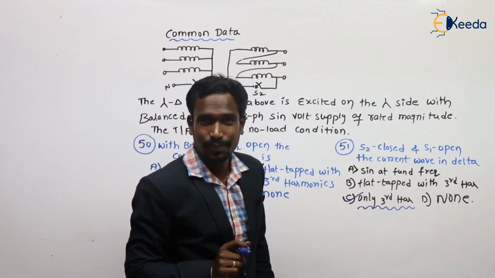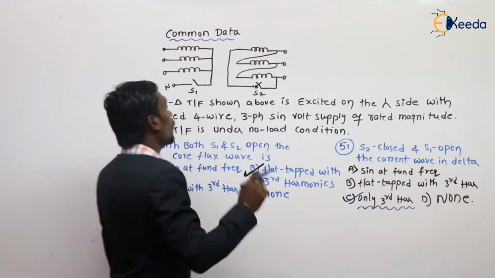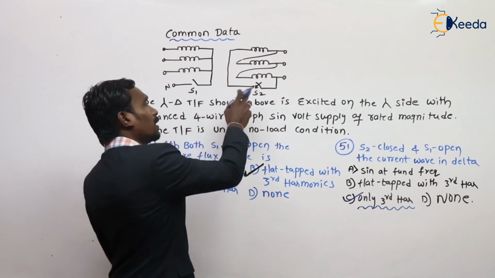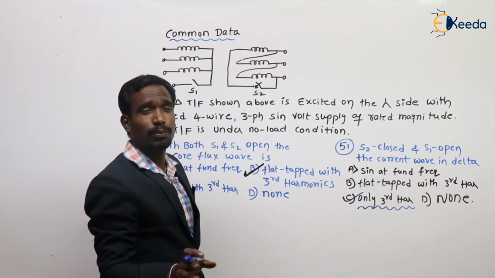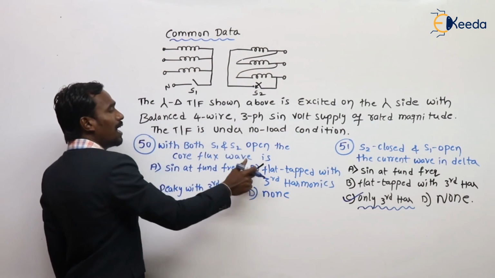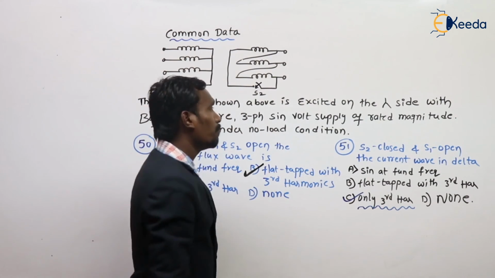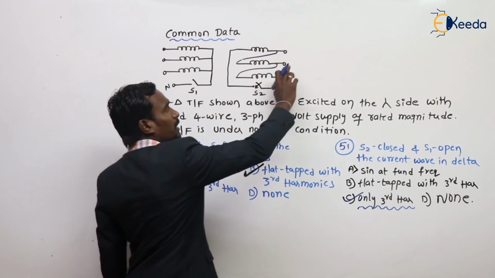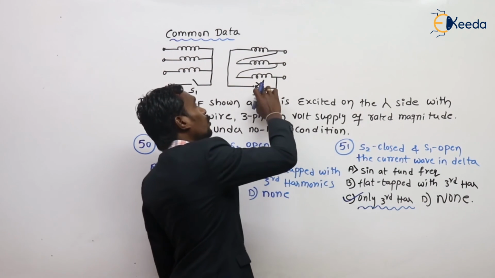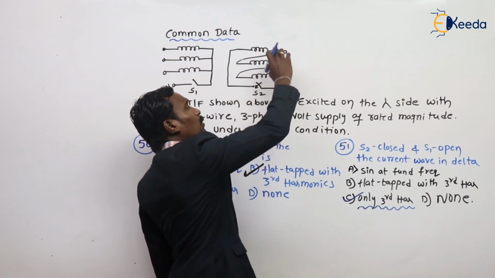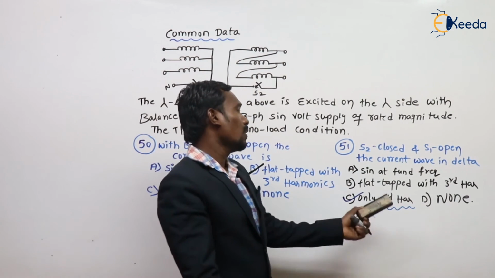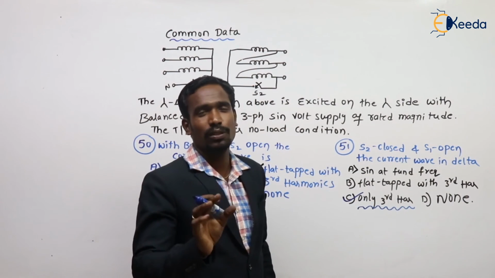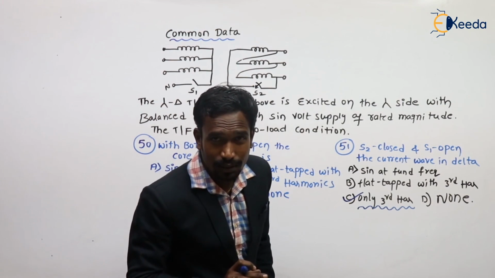Listen carefully, once again. When both are open, there is no closed path for third harmonics. Hence I mu is sinusoidal and the flux is flat topped. But when S2 is closed and S1 is open, with no load condition and hence no load currents, the closed delta provides a closed path for third harmonics, hence only third harmonic currents flow in the delta. This is a very important question. Understood?